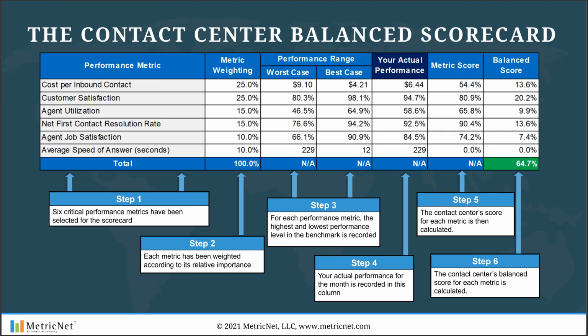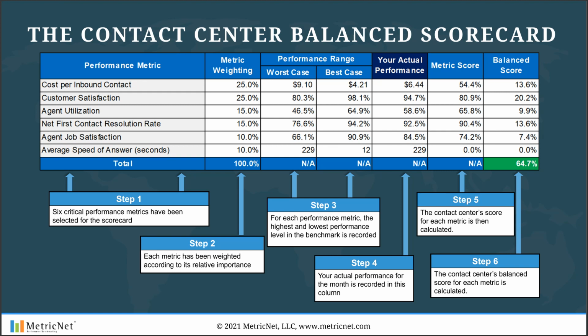You can see in this example that there's a score of 0 on ASA. That's because this particular contact center had the highest speed of answer at 229 seconds, so they scored no points. But they got a very good score on first contact resolution rate. Their score there is 90.4%. That's because they're much closer to the best case scenario than they are to the worst case scenario.